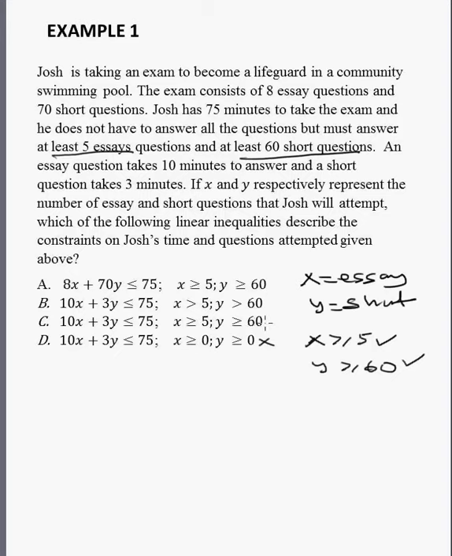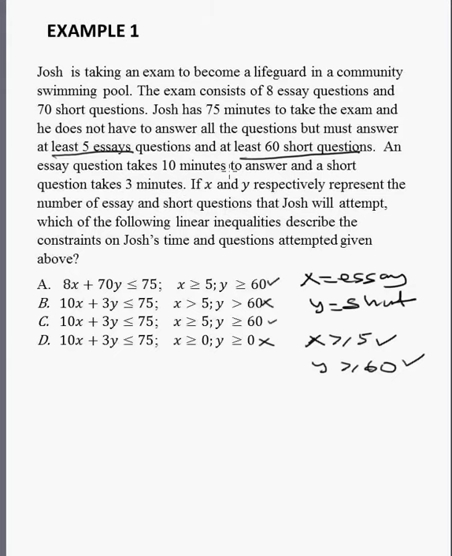Yes, potentially x has to be greater than or equal to 5. So this may be one of my choices. Now remember, at least means it can include 5, so this is also wrong. And this is potential, so this can also be your answer. Now let's go back and check the other conditions.